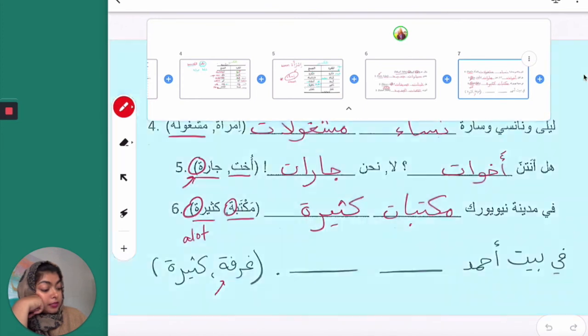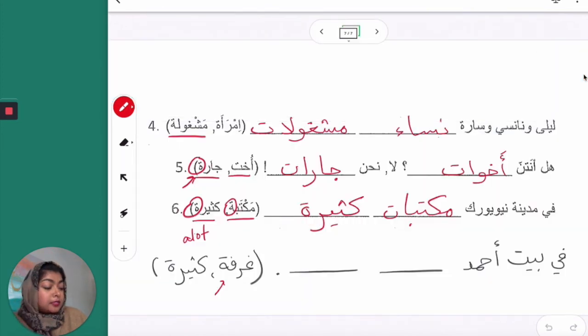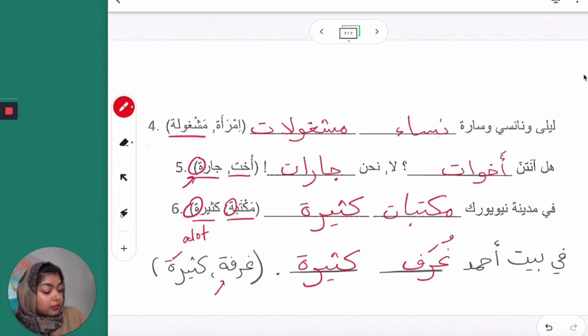Let's go back here. في بيت أحمد, in the house of Ahmad. So in Ahmad's house. غرف. Rooms, are they human or non-human? They're non-human. So we're going to say كثيرة because it's non-human. It has to be feminine. This already has a ta marbuta, so we keep it there.